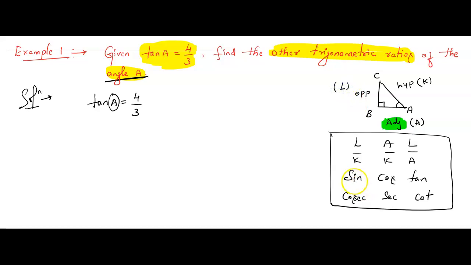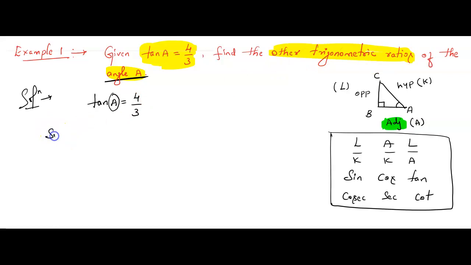See children, if you use sine, you have to write L by K. For cos, A by K, tan, L by A. Cosecant, K by L. Secant, K by A. Cot, A by L. Understood? Now here what is the question they have asked us to calculate? Find the other trigonometric ratios.